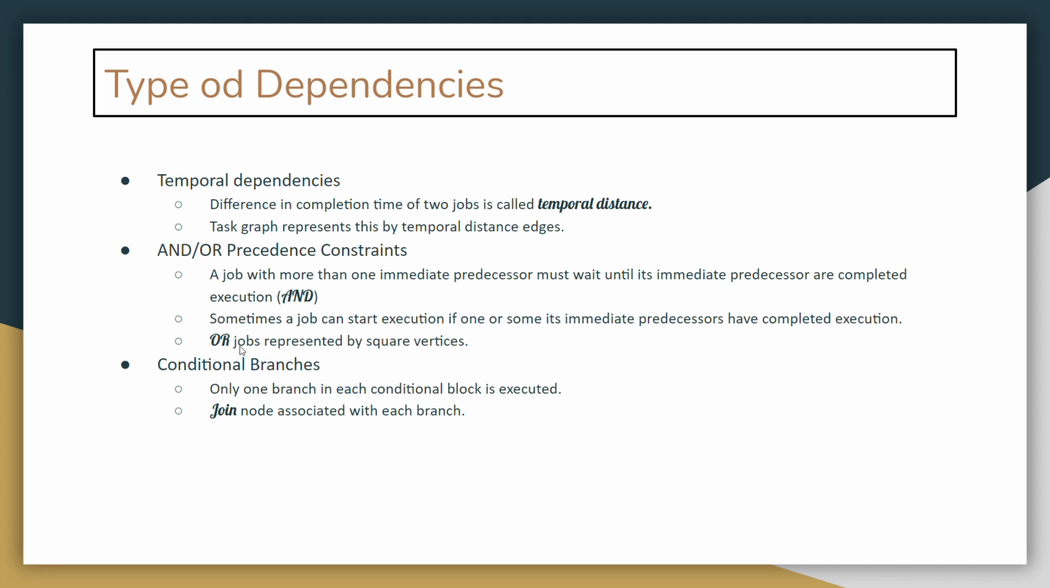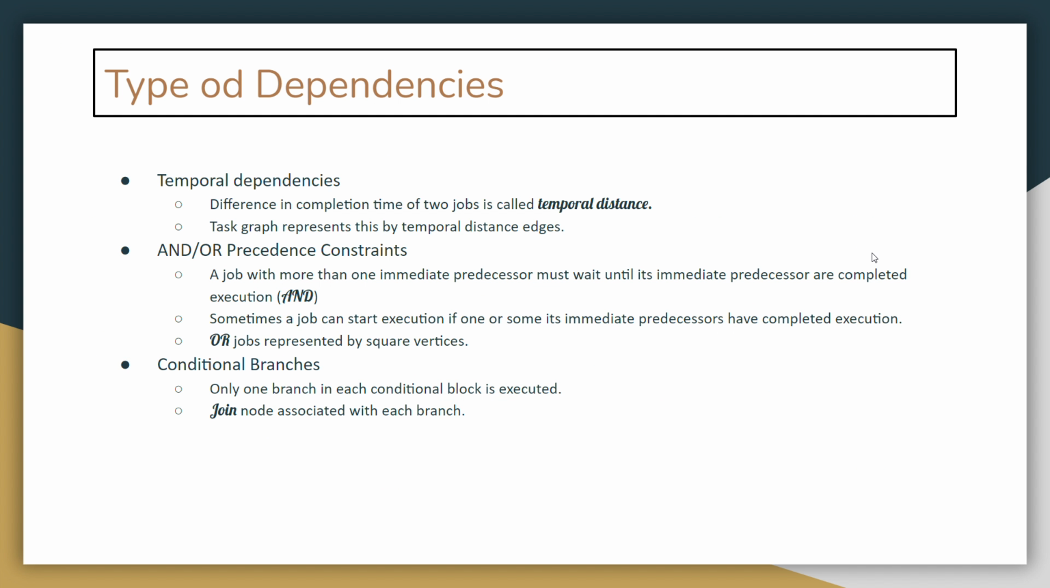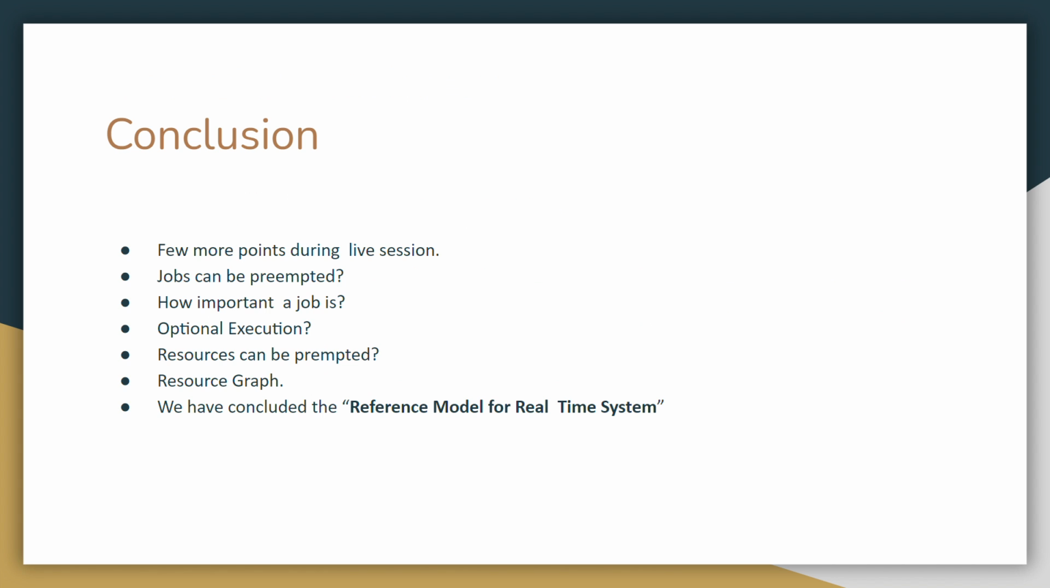Or, like these, all jobs are represented by square vertices. Then for conditional branches, only one branch in each condition block is executed. Join nodes are associated with each branch. So here you have this condition block and the join node. Join nodes are typically shown by filled circles. That's about this small example.